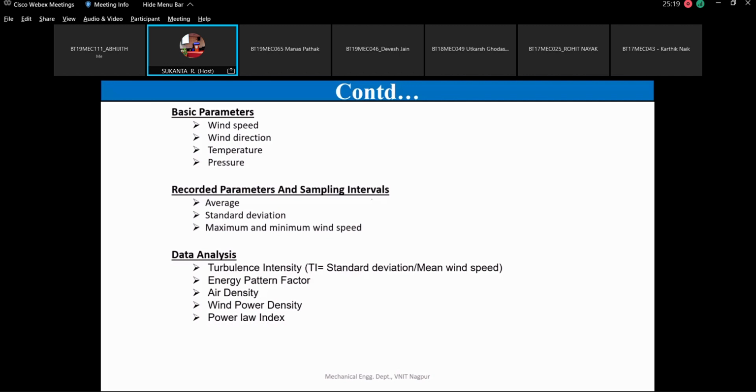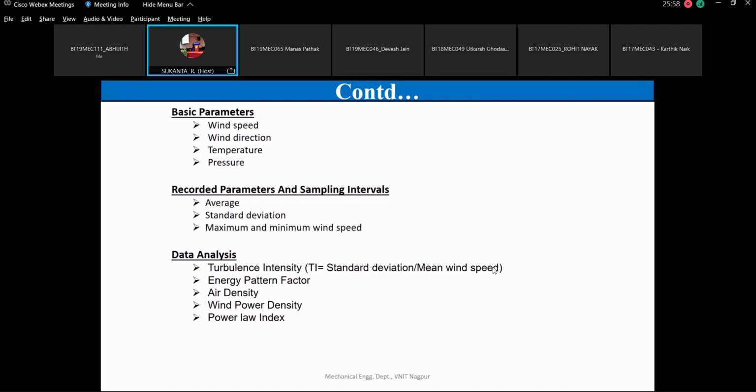Here, one thing is important: the wind speed, we have to measure at a 10 minutes interval. For each 10 minutes, we have to have the data set. And at least for 2 years, we have to have the data set. Okay?